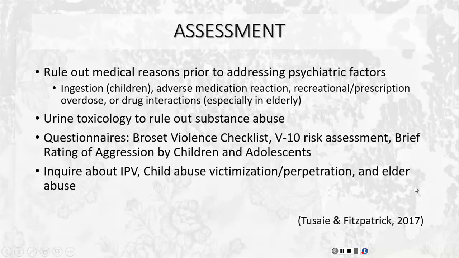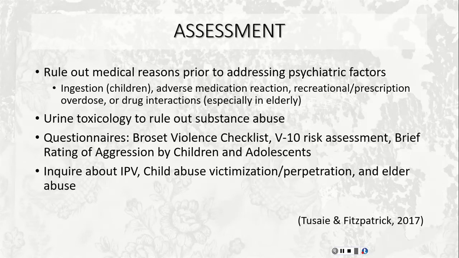So when we're doing our assessment, the first thing is to make sure to rule out medical reasons prior to addressing the psychiatric issues of aggression and agitation. For children, maybe they ingested something that's causing the agitation or aggression. Has the patient had an adverse reaction to a medication? Have they been abusing recreational or using prescription drugs, or did they have an overdose? Are there any drug interactions, especially in the elderly, that can cause aggression?